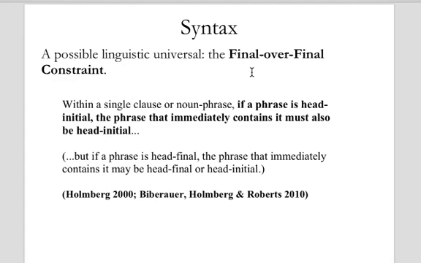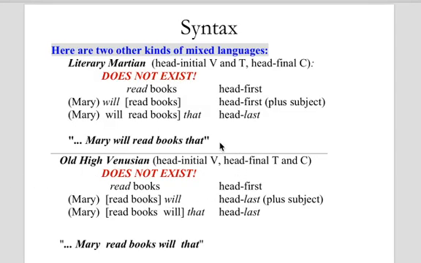So here's their statement of this constraint. Within a single clause, and we'll ignore the noun phrase for now, if a phrase is head initial, the phrase that immediately contains it must also be head initial. Right? So this is why the Martian and Venusian examples don't work, because we have head initial phrases here, verb phrase and sentence or inflectional phrase, but the phrase that contains this one within the clause is going to be head final. So that violates the final over final constraint. Similarly here, head initial verb phrase, but it's contained within the clause within a head final IP or TP. So that violates the final over final constraint.